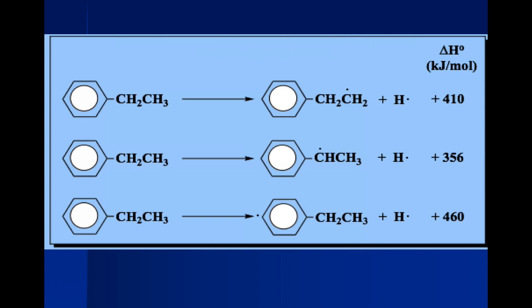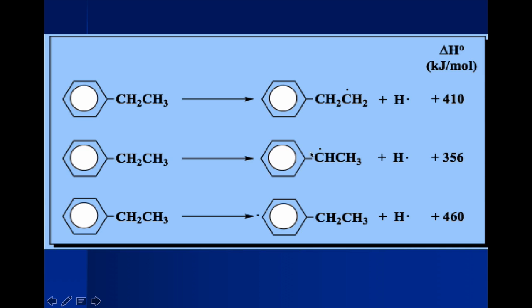If we look at a different type of molecule, let's look at ethylbenzene. Again, we can see some bond dissociation values here. So we can generate a primary radical by removing one of these hydrogen atoms. That takes about 410 kilojoules per mole. Notice it's not exactly the same because of the benzene ring. We can also remove one of these secondary hydrogens, and notice here it's very low in energy. It only takes 356 kilojoules per mole.